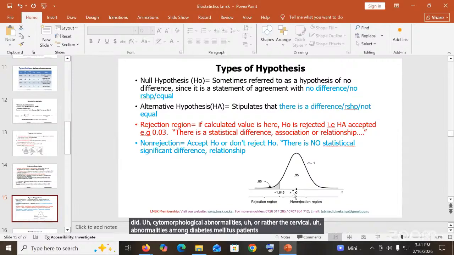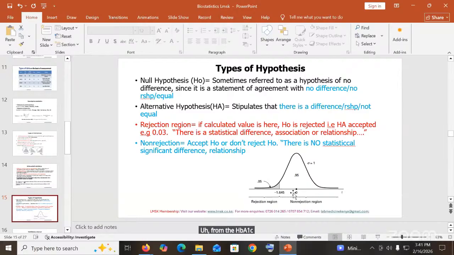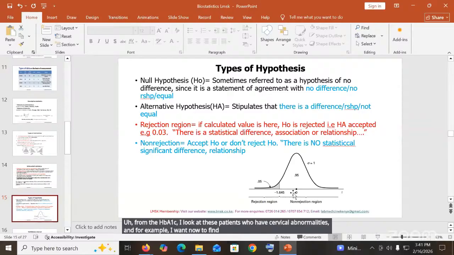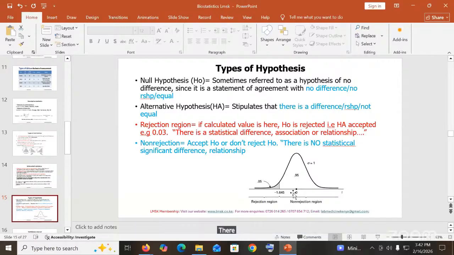And I checked their HbA1c. From the HbA1c, I look at these patients who have cervical abnormalities. And for example, I want now to find the relationship between cervical abnormalities and HbA1c. So I can come up with this: there is no relationship between HbA1c and cervical abnormalities. Then I test that assumption. That is the hypothesis, an assumption.